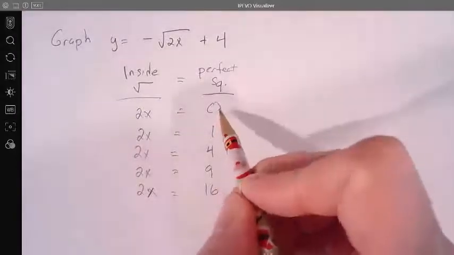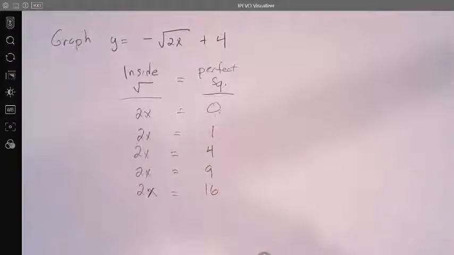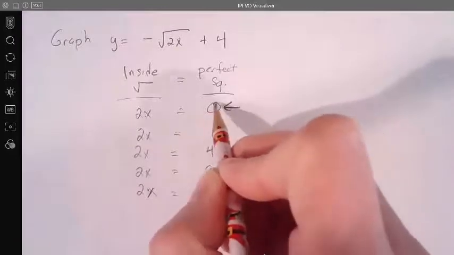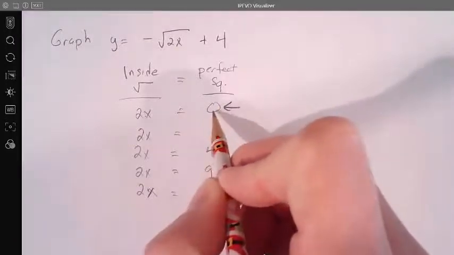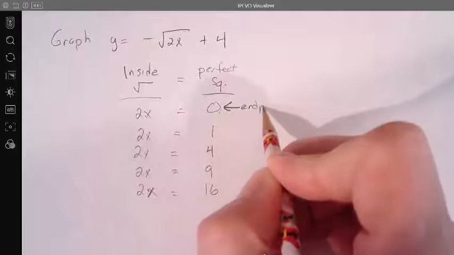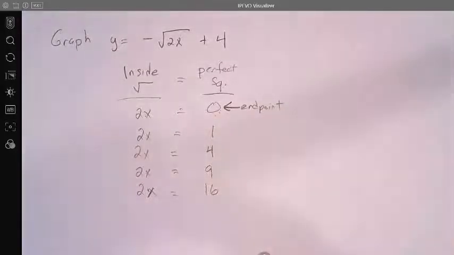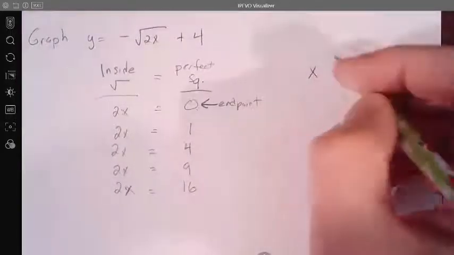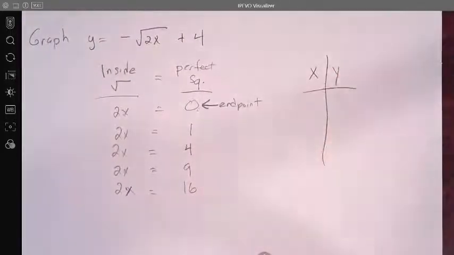Notice there is no perfect square less than 0. You cannot have a negative number that is a perfect square using real numbers. Therefore, what this tells me is that by setting whatever's inside the square root equal to 0, I'm going to find an endpoint of my graph. This graph is not going to be infinite in both directions. So with that in mind, I can now make an XY table that's a little more informed than just guessing random numbers.